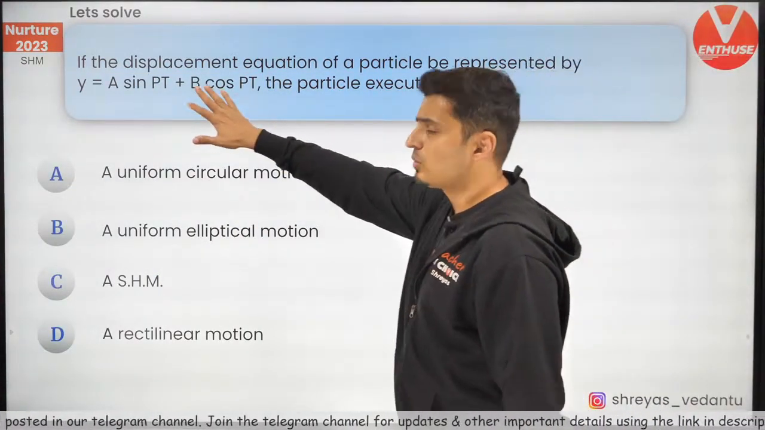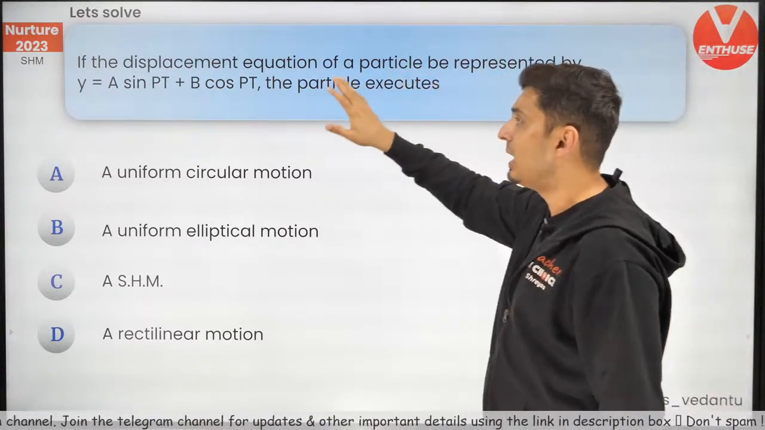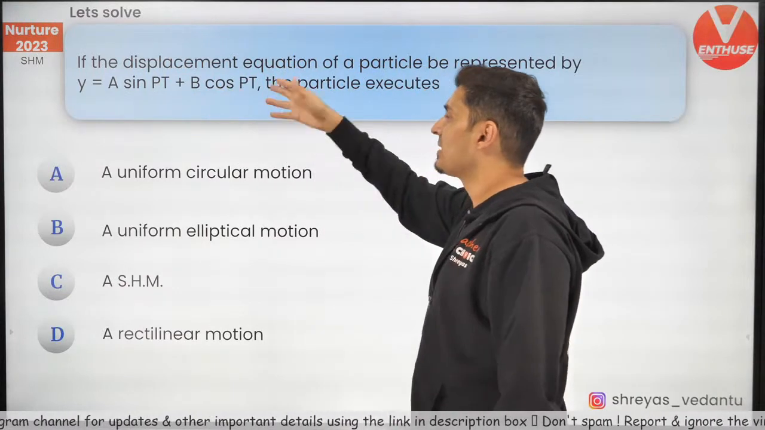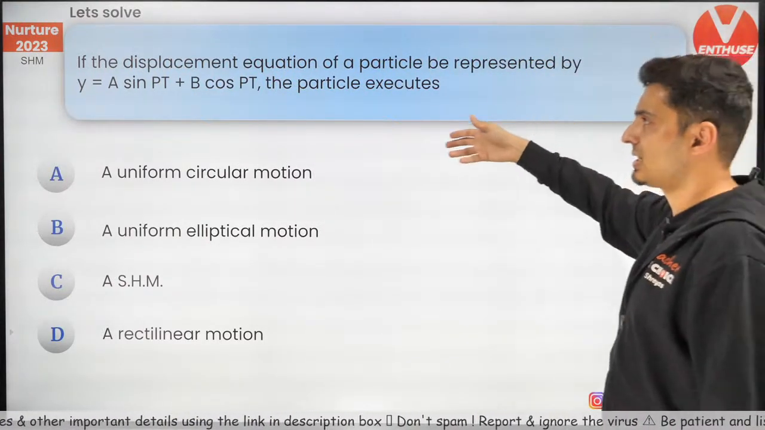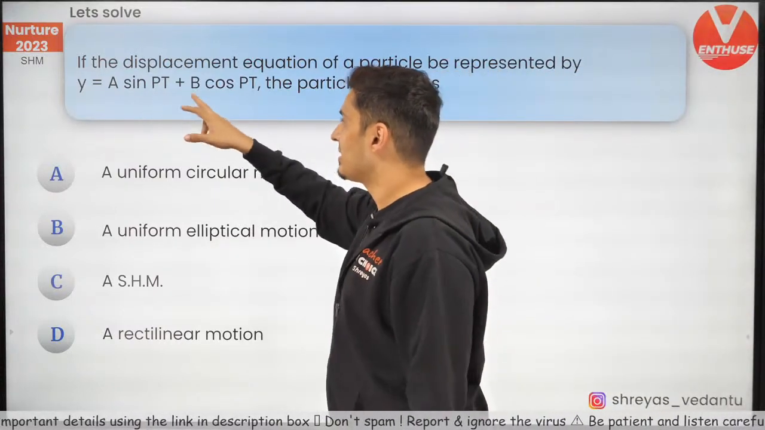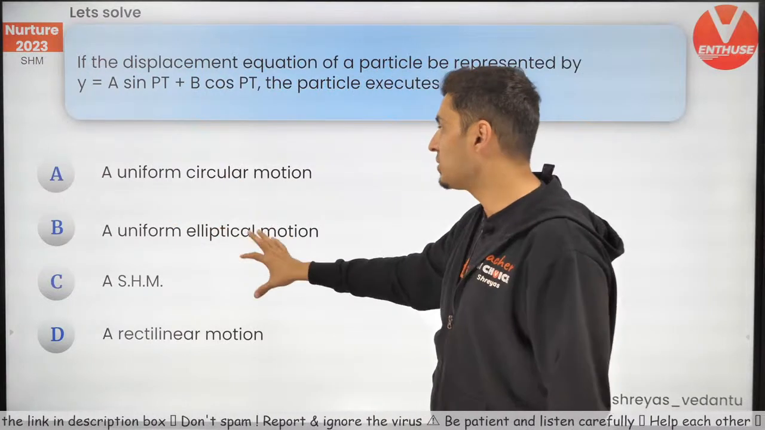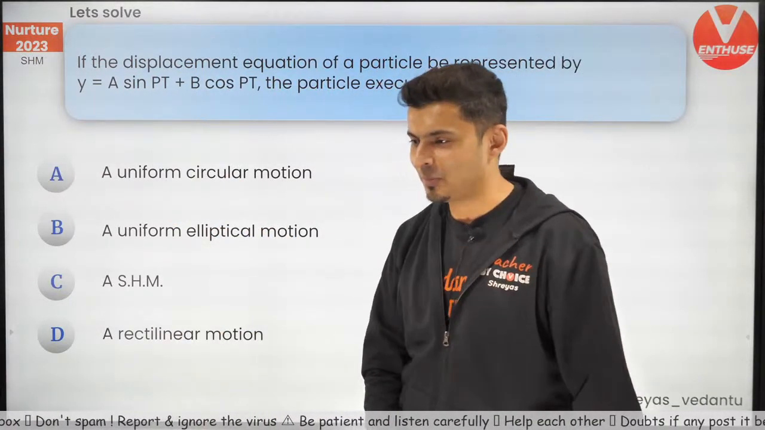Okay, let's see if we can get this very quickly. If the displacement equation of a particle is represented by y = a sin(some constant × time) + b cos(some constant × time), what do you think the particle executes? If you combine both of them, what do you think? Is it UCM? Is it uniform elliptical motion? Is it SHM? Is it rectilinear motion?